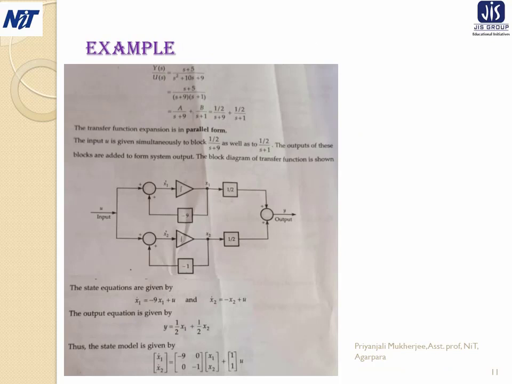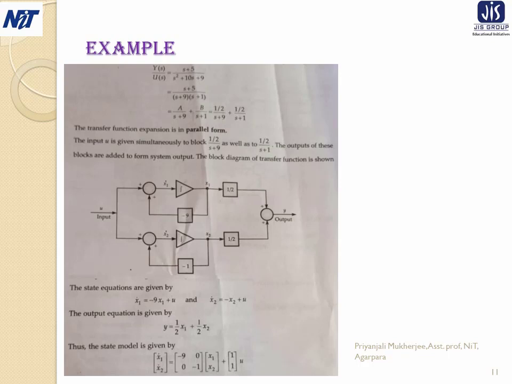Here we can see the transfer function is given as s plus 5 by s square plus 10s plus 9. So using the partial fraction method, we can write it in the addition form, that is half divided by s plus 9, and the remaining one is half divided by s plus 1. So now we can draw the state diagram of each term, that is the first one is half divided by s plus 9 and the second one is half divided by s plus 1.